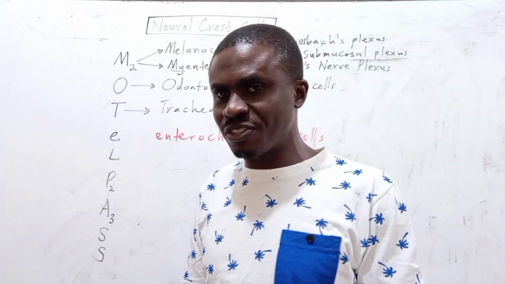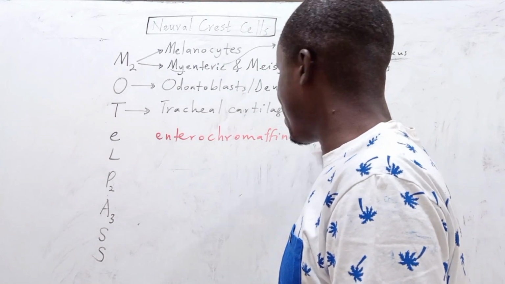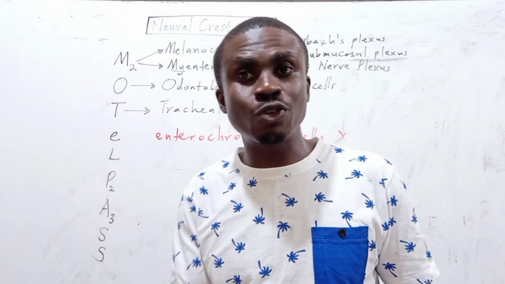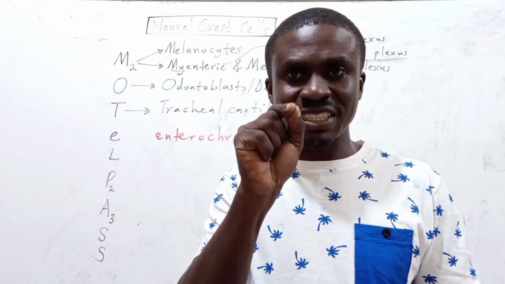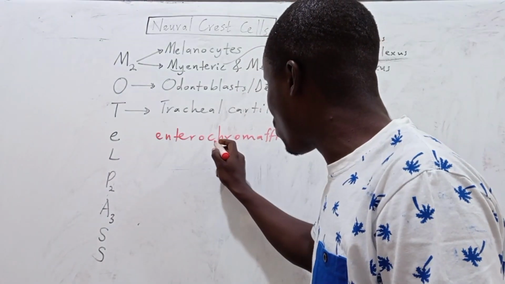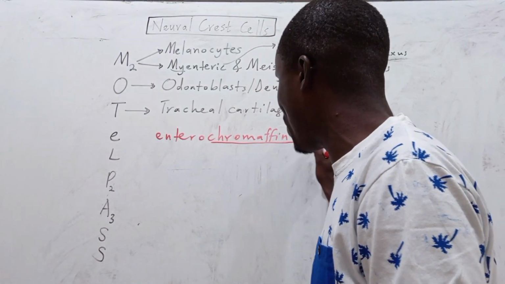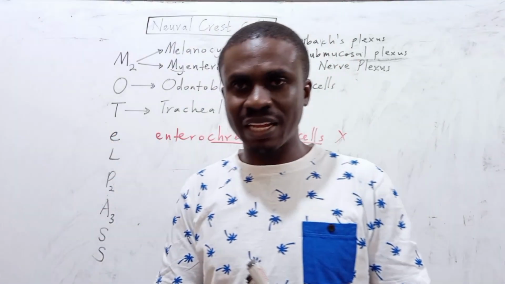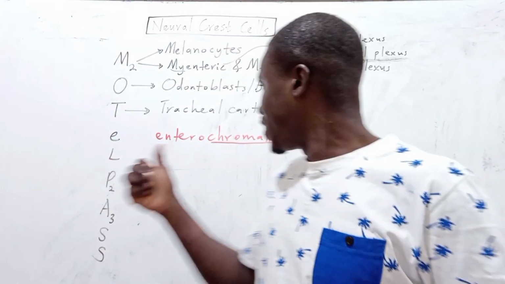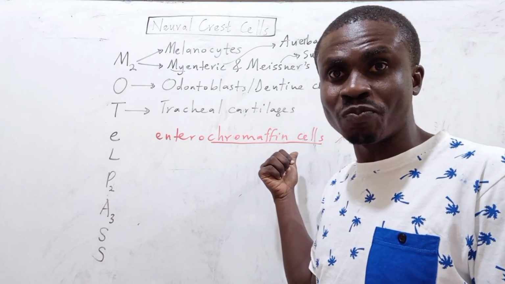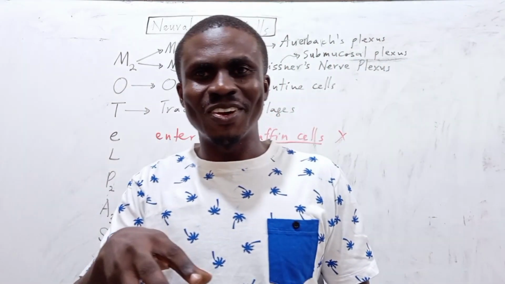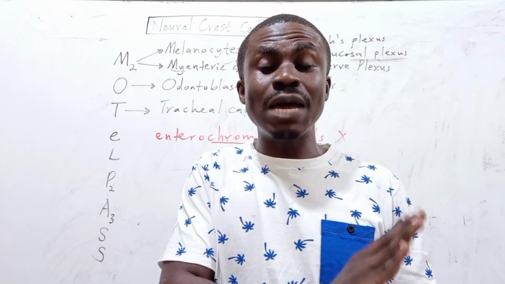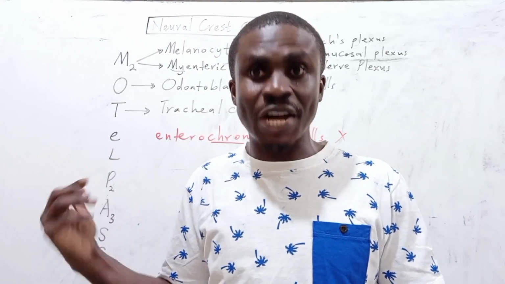So I want you to put this cross sign over there. No, rather, those cells which will arise from neural crest cells, they are what we call the chromaffin cells. Chromaffin, and not enterochromaffin cells. No, they are two different things altogether. These chromaffin cells, we find them in the adrenal medulla, which I'll come to.